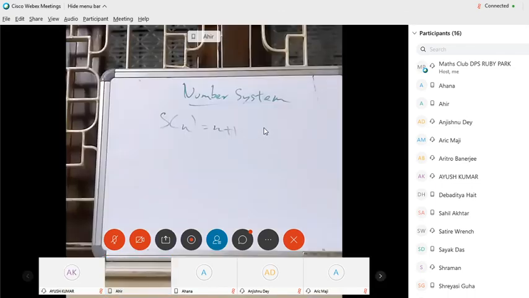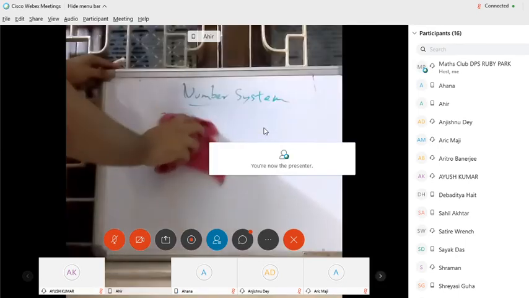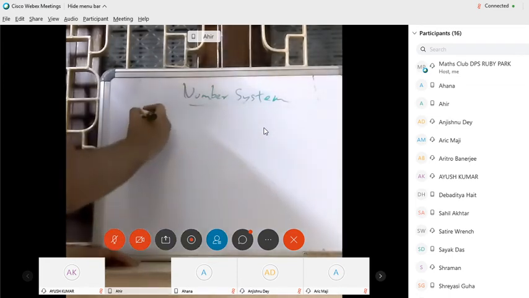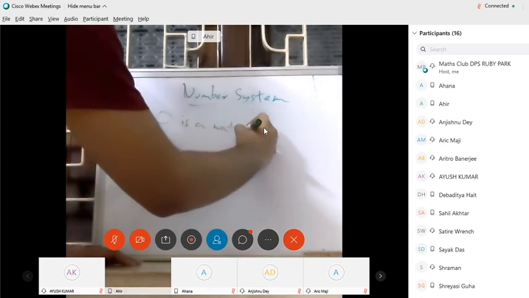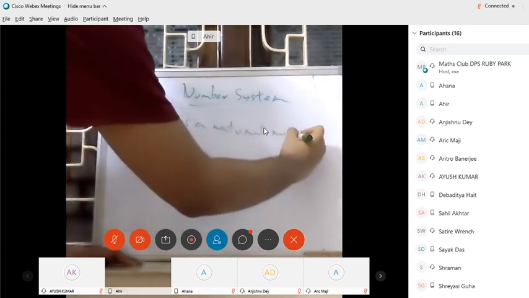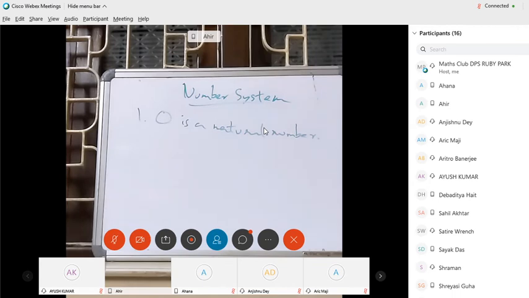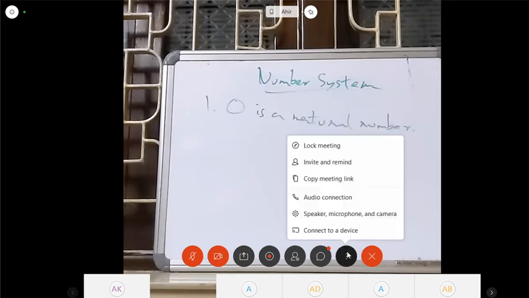Did he discuss the Peano axioms? In a nutshell, I'll just repeat it once before we get into number theory from next class onward. He said that 0 is a natural number. Yes, this sounds a bit weird because we don't usually consider 0 to be a natural number.